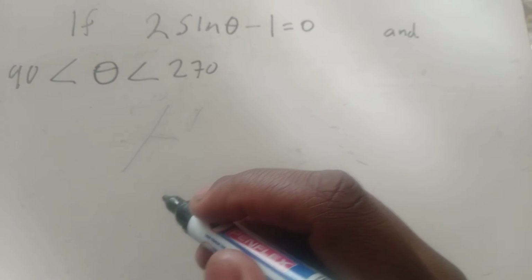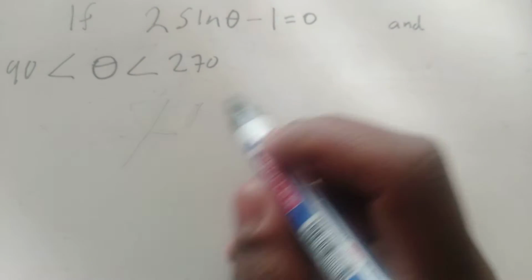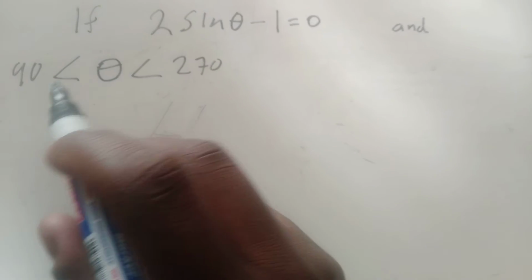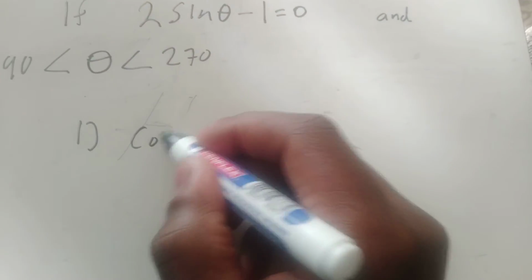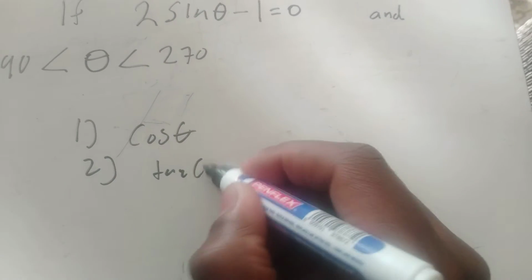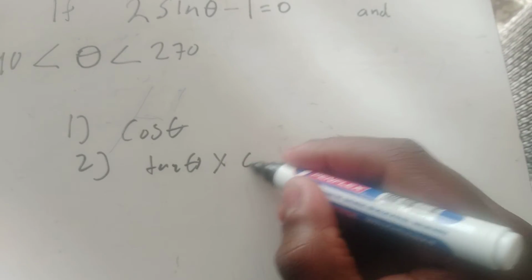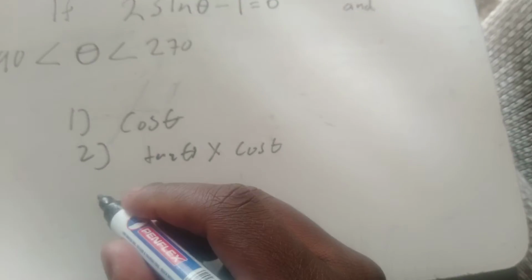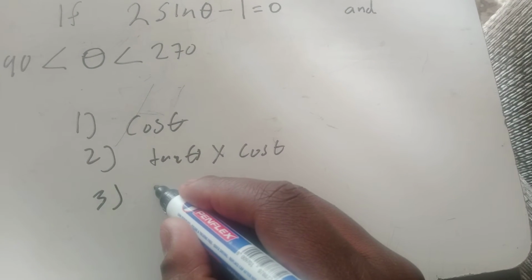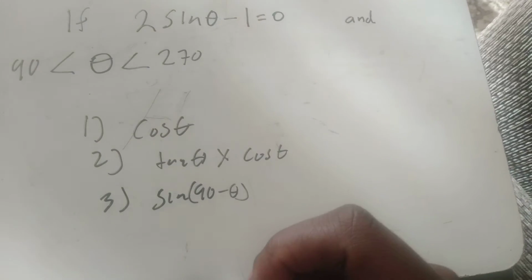So in this particular question, they tell you that if 2 sine theta minus 1 is equal to 0 and theta is between 90 and 270, they can ask you to solve for maybe cos theta, right? Number 2, let's say tan theta times cos theta. And let's say number 3, they ask you to find sine (90 minus theta). So how do we solve this thing?